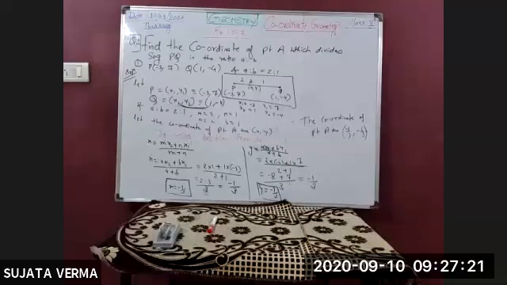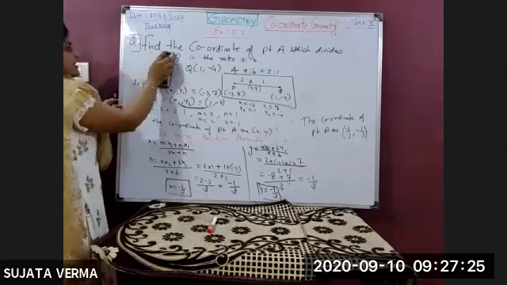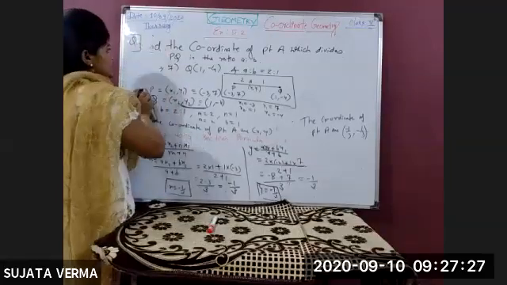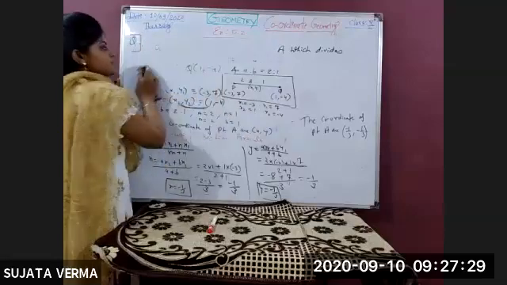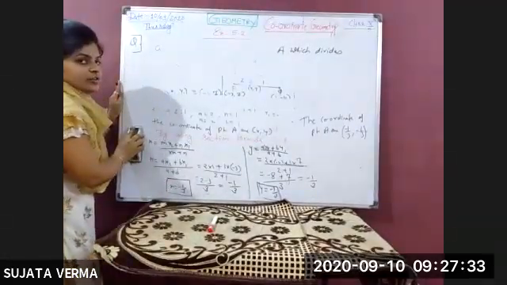Okay, shall I run? Okay. Now, we see the third question from your practice set 5.2. Questions number 2 and 3 are homework.